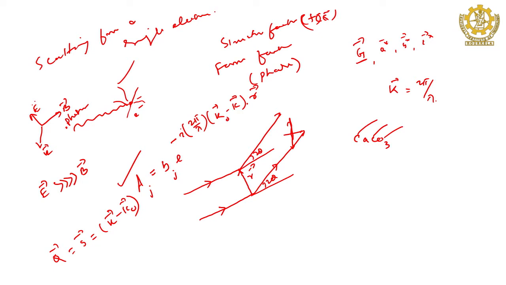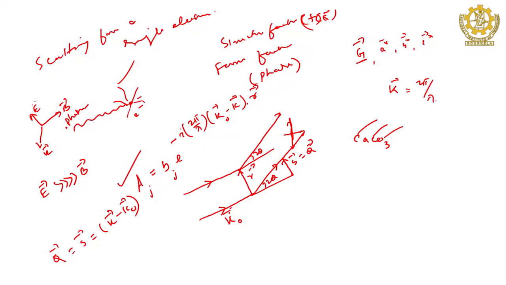Then which is your s vector? If I drop a perpendicular here, then this is nothing but your s vector or q vector. So the s vector is always in terms of 2 theta. This vector is the k0 vector, the incident photon is k0, the scattered photon is k, and the angle between them is 2 theta.